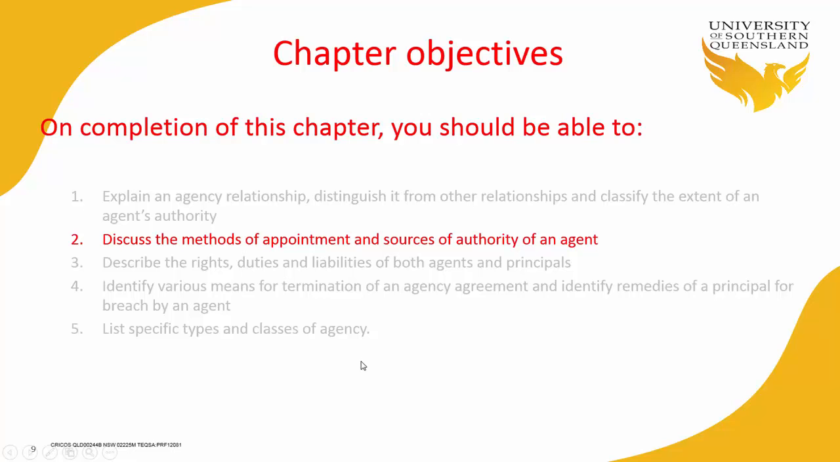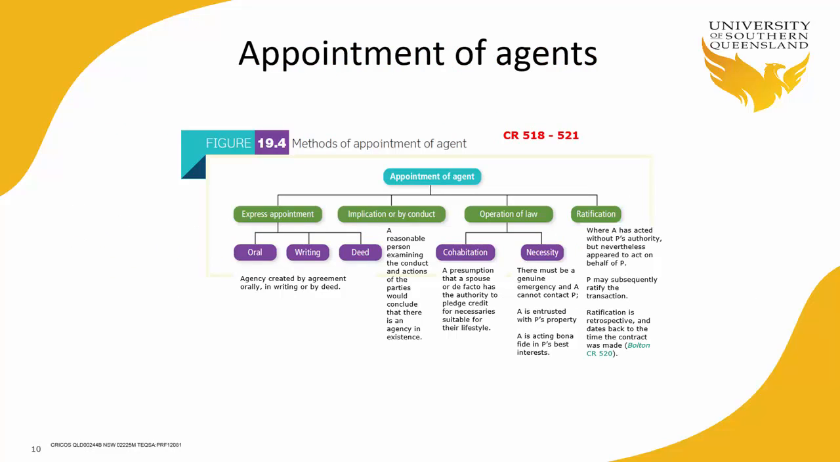Let's then move on to our second learning objective, and it says discuss the methods of appointment and sources of authority of an agent. As you can see here, the appointment of agents can go through either express appointment, which could be either oral, written, or through a deed, or by implication or conduct. So here a reasonable person examining the conduct and actions of the parties would conclude that there is an agency in existence. So again, an objective test based on the reasonable person.